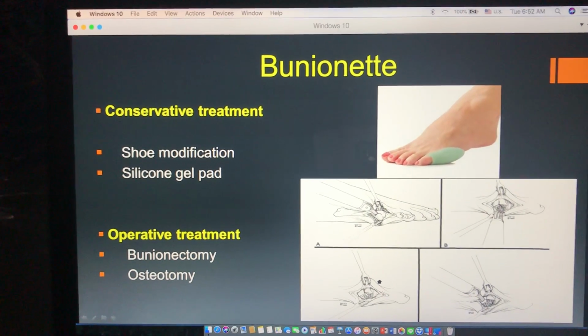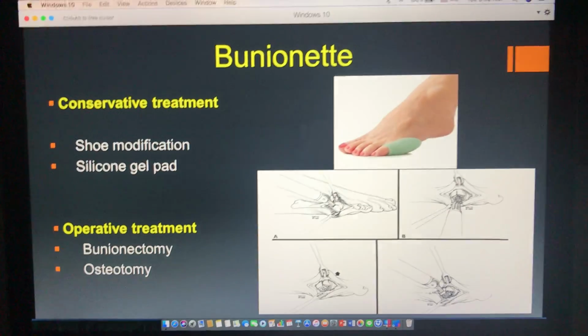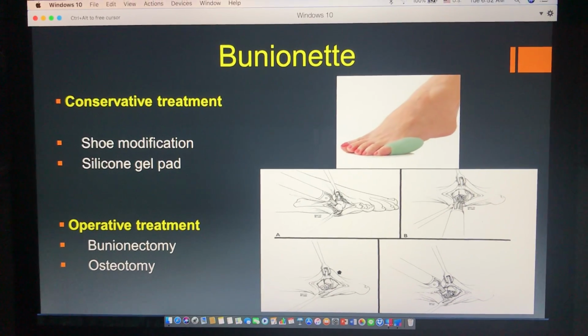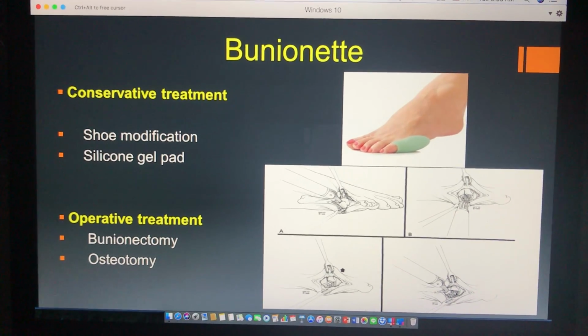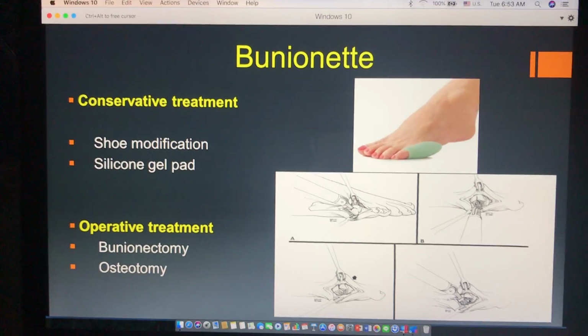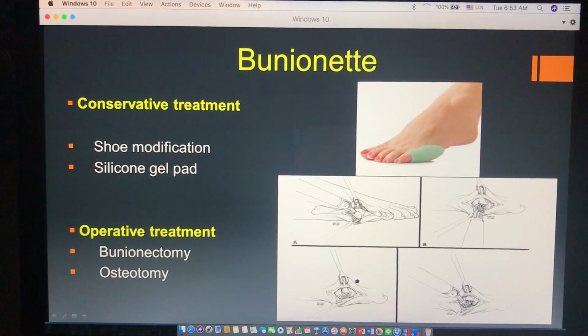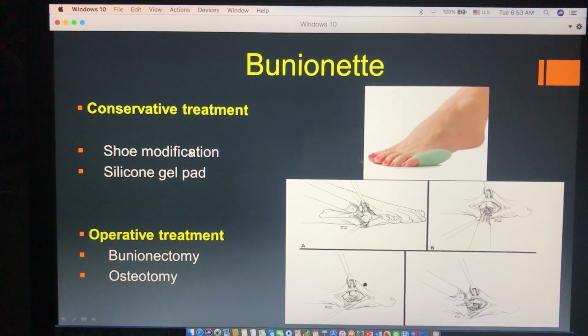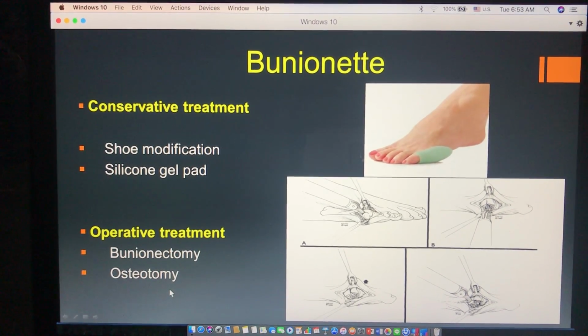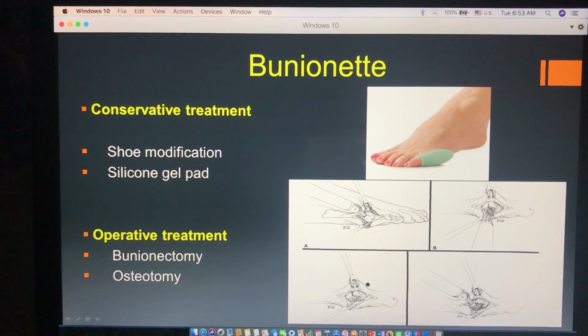Okay, the treatment will be the same. So the patient usually starts with shoe modification and then a silicone gel pad on the fifth toe, similar to the hallux valgus, but this needs to be put on the fifth toe. And then we can try this for 6 months. If it doesn't work, then bunionectomy and osteotomy is indicated.